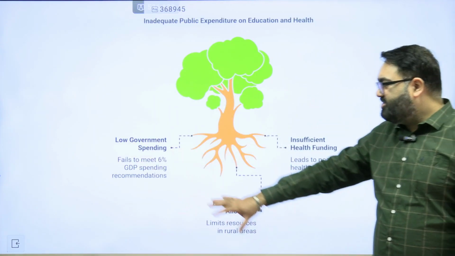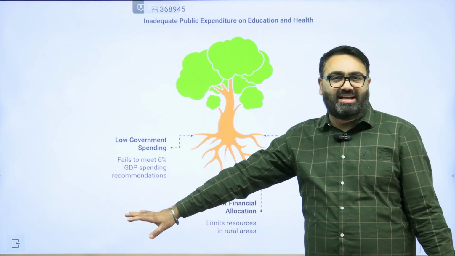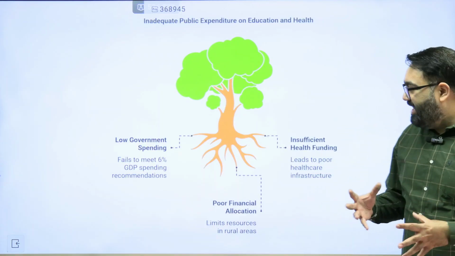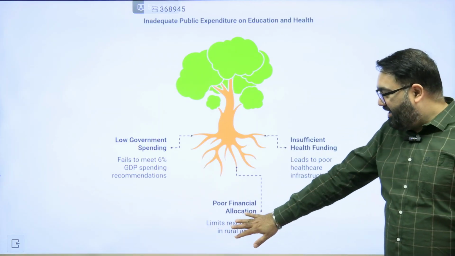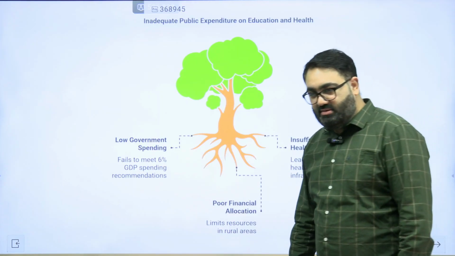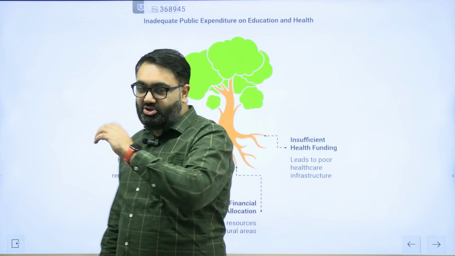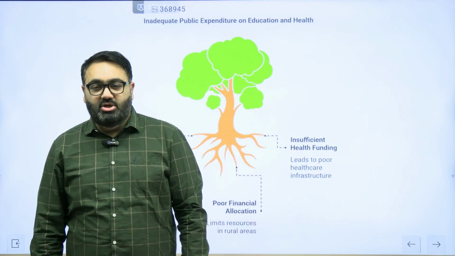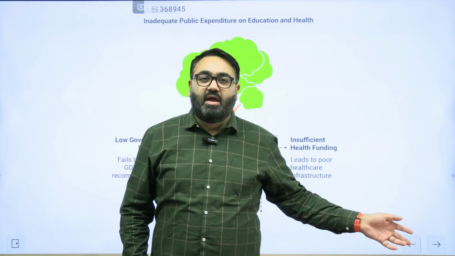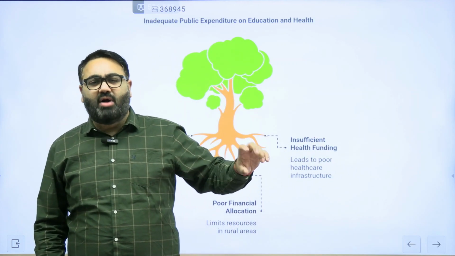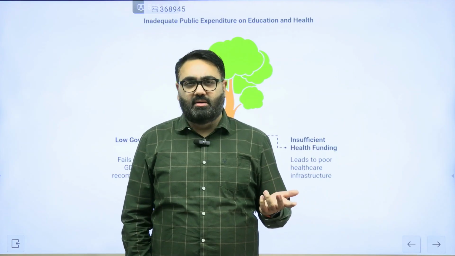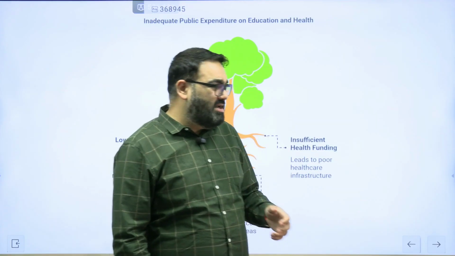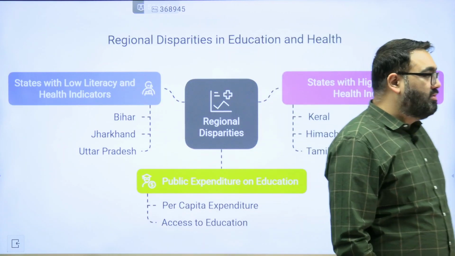First, as I said, much lower government spending in almost all the sectors, be it education, be it healthcare. We are much below the global standards. Insufficient health funding, resource allocation, especially in the rural areas. See, the problem with this also is that over 2/3 of India's population lives in the rural areas. So unless you empower that population, unless you make their lives better, you can't expect the lives of people overall to become better. When you're ignoring 2/3 of your population, you can't expect this to have a positive impact overall.